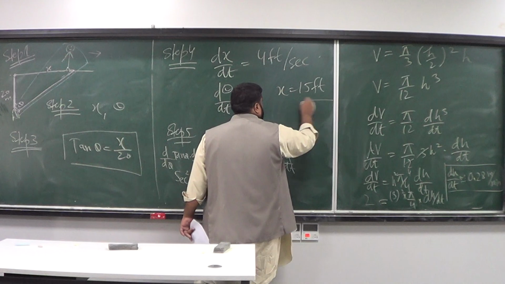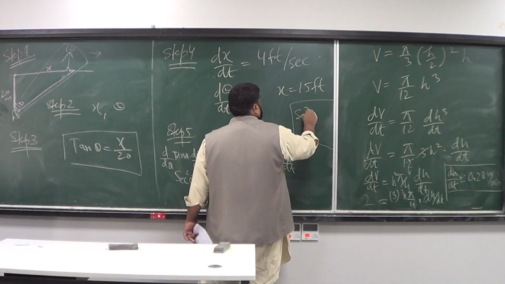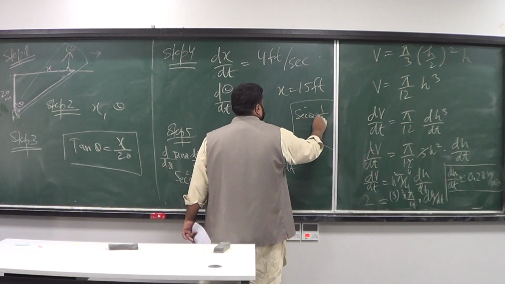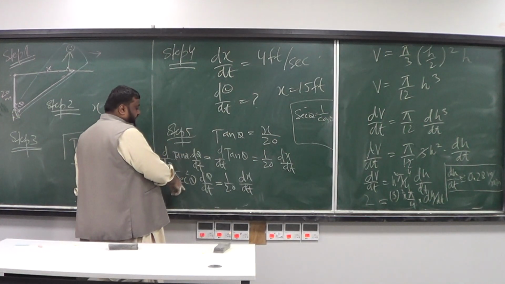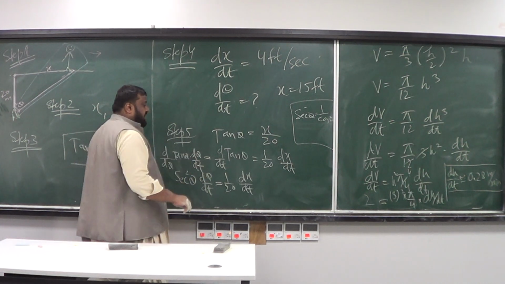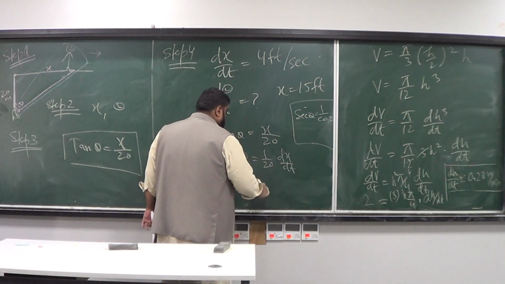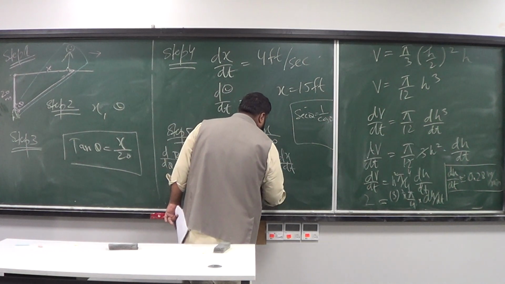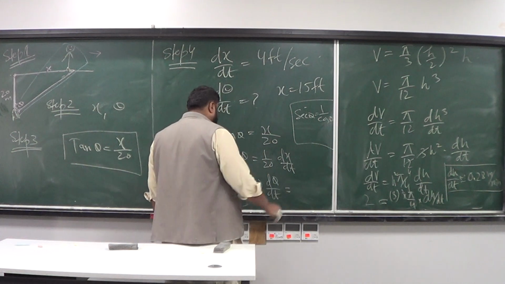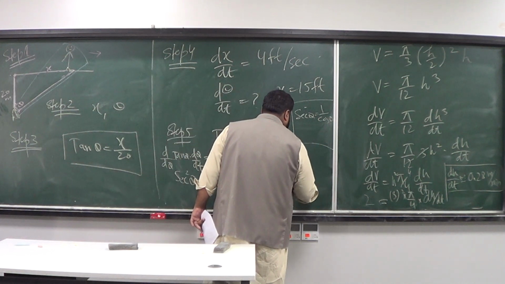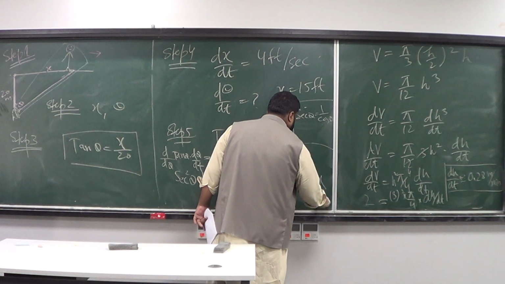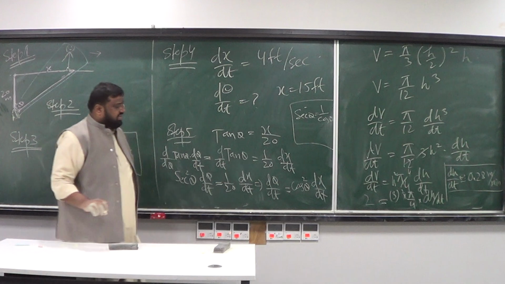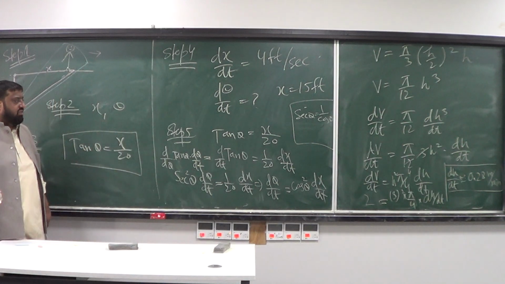I know that secant theta is 1 upon cos theta. So I can replace secant square theta by 1 over cos square theta, and throw that cos square theta on the other side. This gives me d theta by dt equal to cos square theta over 20 times dx by dt. So this is what is given to me.